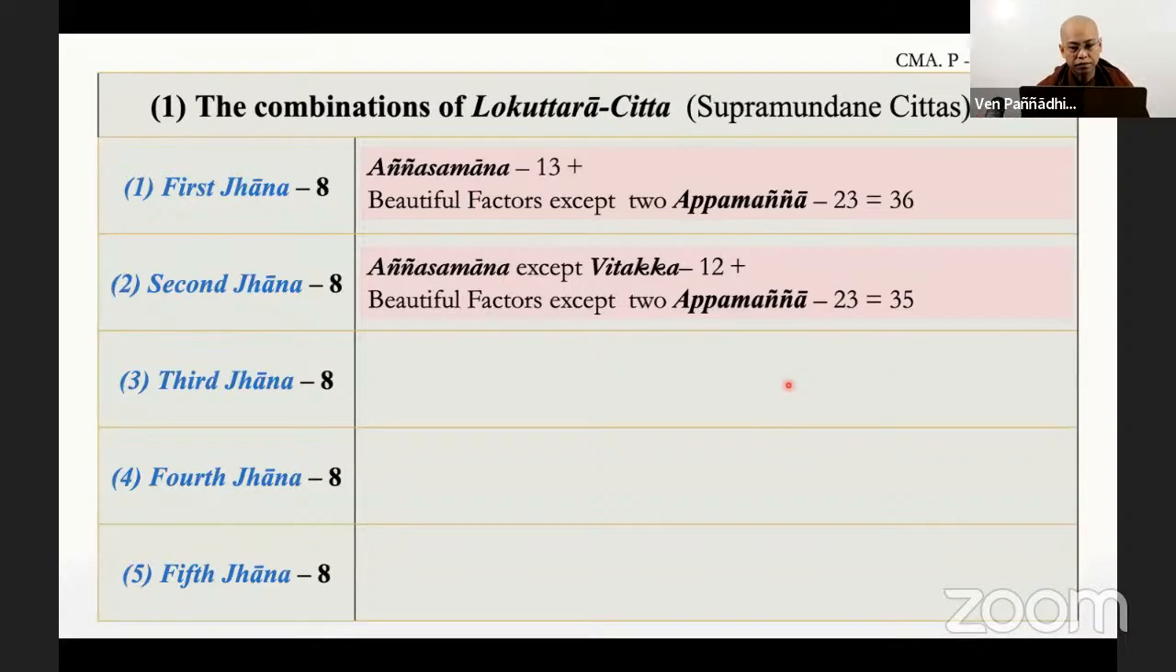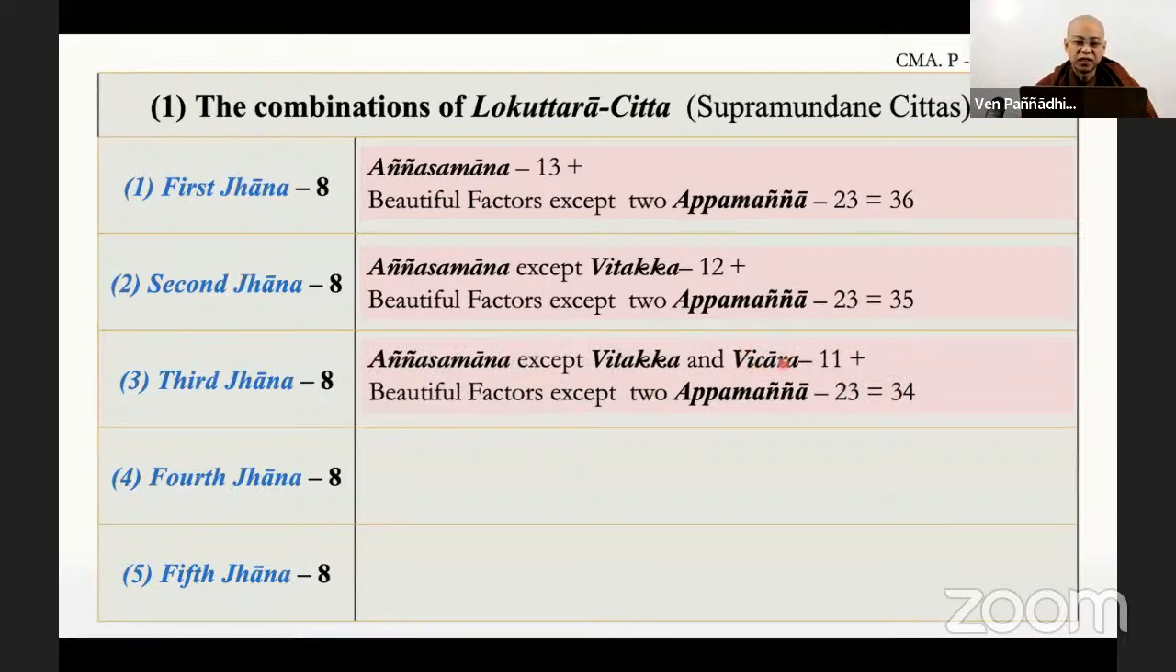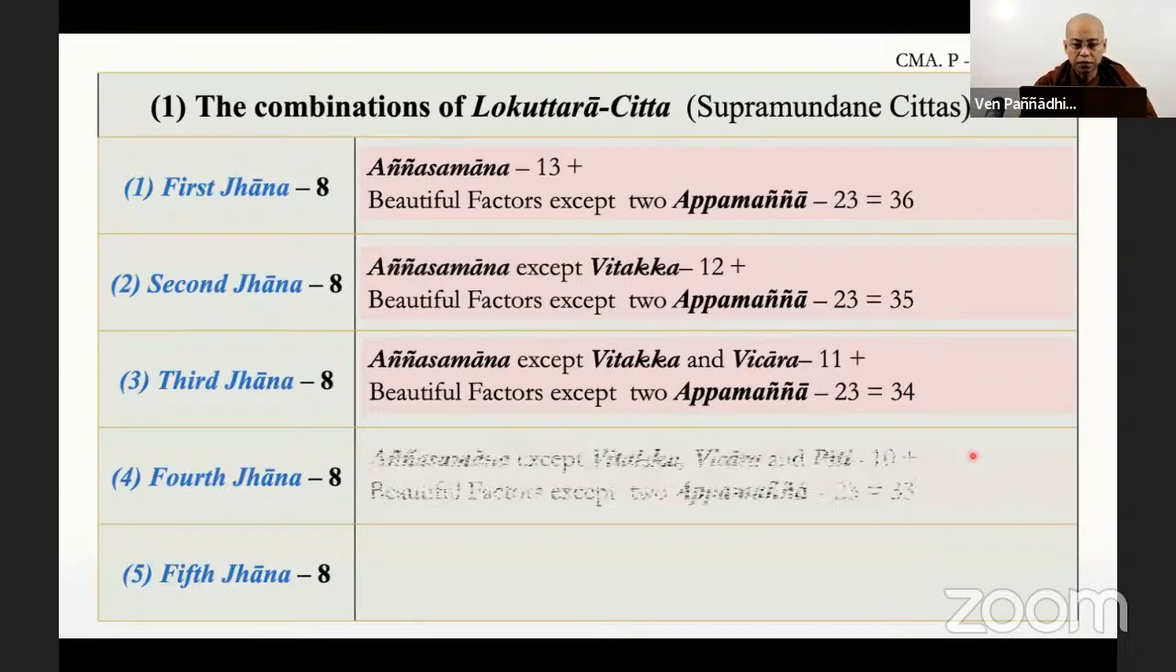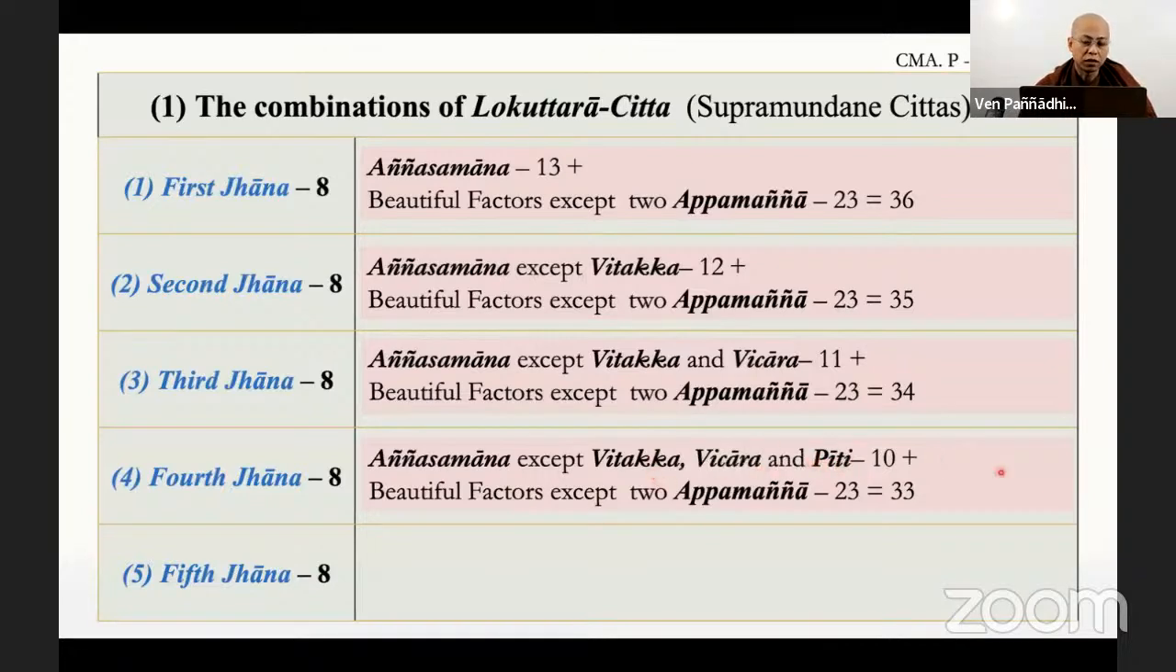And for the third jhana, how many? 34, because there's no vitakka and also no vicara. Right. So here, vitakka and vicara are exceptions. For the beautiful factors, no change at all, always the same, except Abhidhamma 23. In the Pakinnaka group, they make the difference. So 34, and in the 4th jhana, 33, including piti. 3 become exceptions. So 10 Anya Samana and 23 become 33.